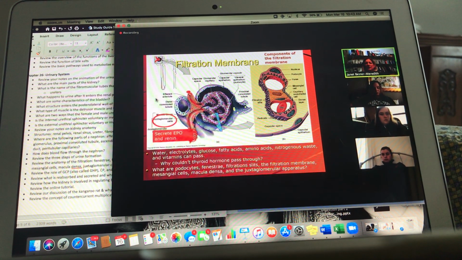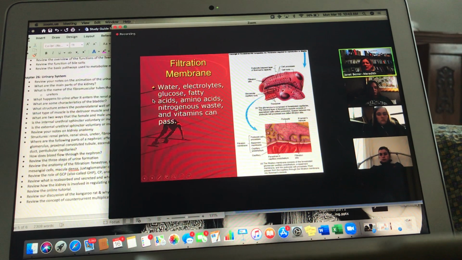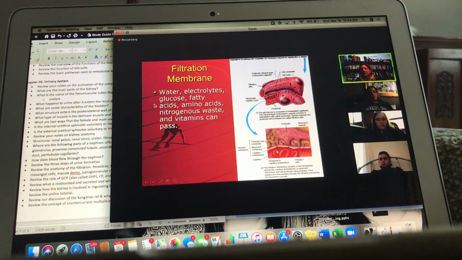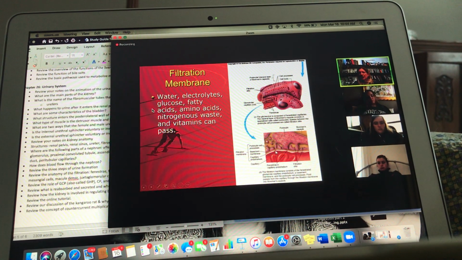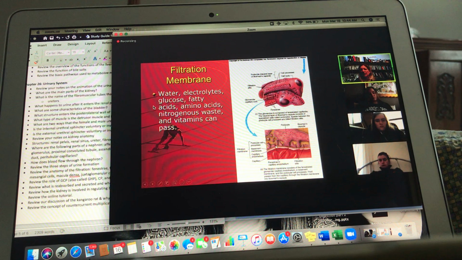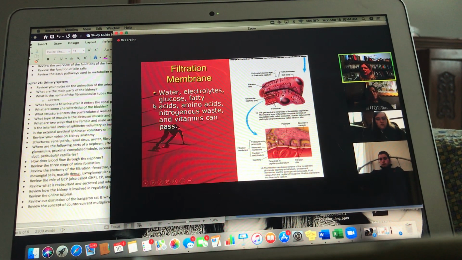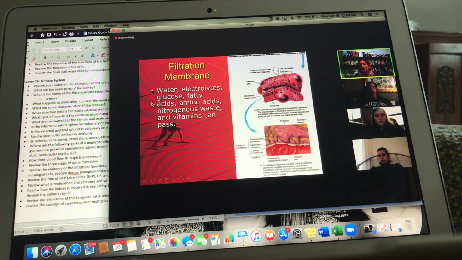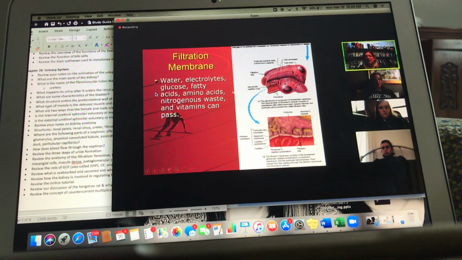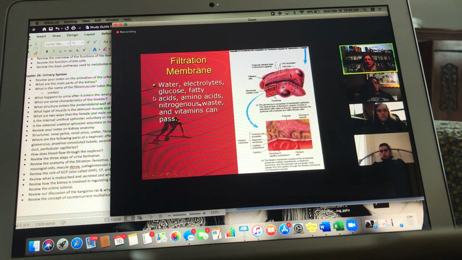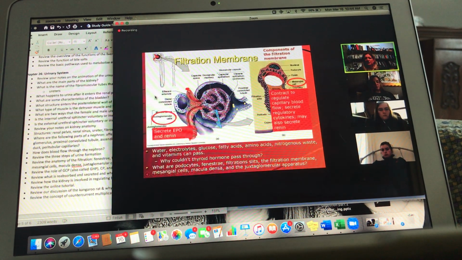So when we look at the filtration membrane, we have to remember that the blood cells are going through the blood vessels, and then they're squeezing between the capillary endothelium, across the basement membrane, and in between the podocyte cell processes. So they squeeze through these filtration slits. So that's one thing. And we said that water, electrolytes, glucose, fatty acids, amino acids, nitrogenous waste, and vitamins, all those things can pass.